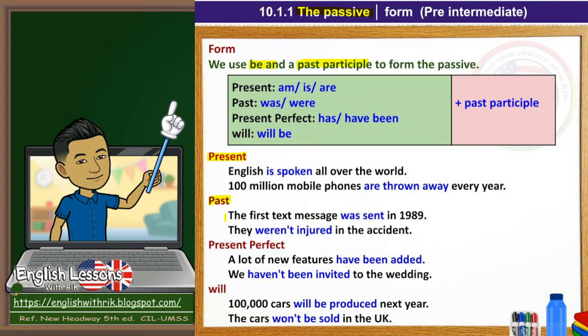Past. The first text message was sent in 1989. They weren't injured in the accident. Present perfect. A lot of new features have been added. We haven't been invited to the wedding. Will. 100,000 cars will be produced next year. The cars won't be sold in the UK.